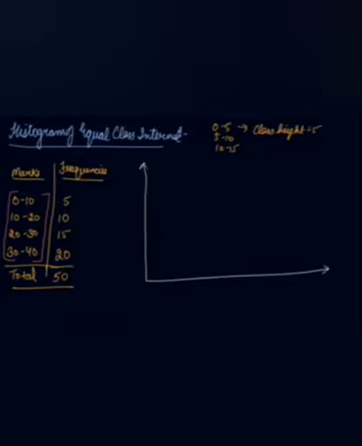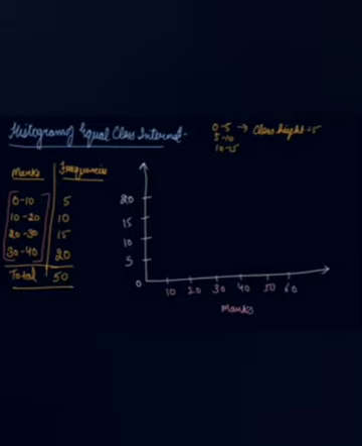On the y-axis, we will always take the frequency. Let's take it as 5, 10, 15, 20. And on the x-axis, we will always take the marks: 10, 20, 30, 40, 50, 60. Here you take the marks, here you take the frequencies.